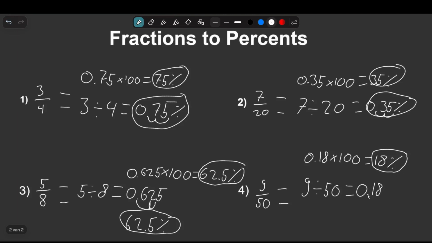Again, you can do this by moving the decimal twice to the right, and you will get the exact same answer of 18%. Or actually, let's circle it like this, 18%. So this was basically the video, guys.